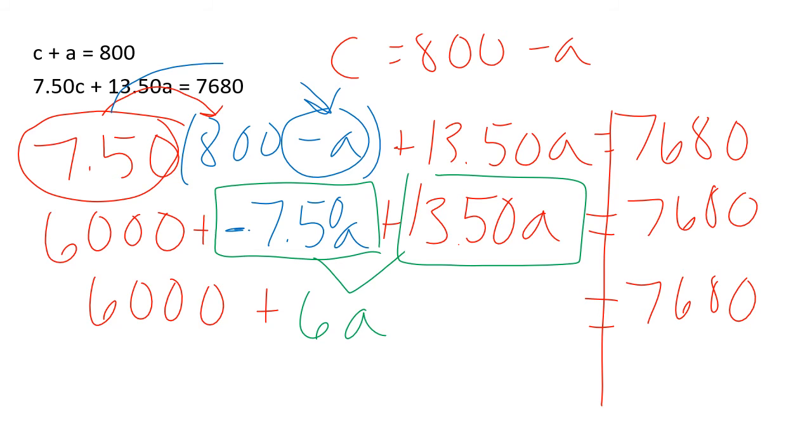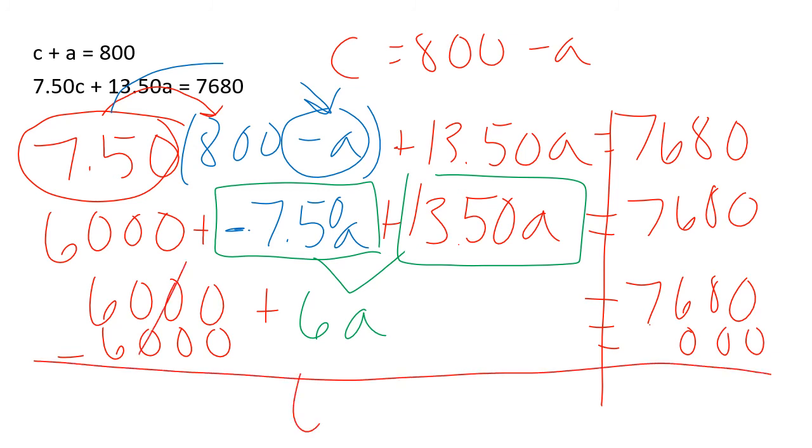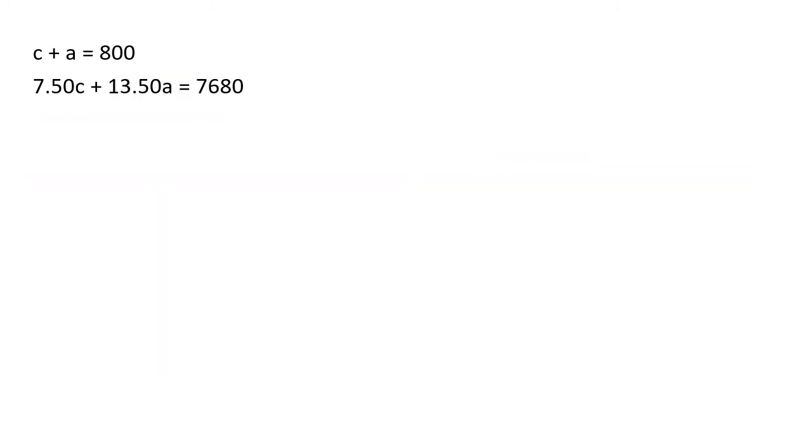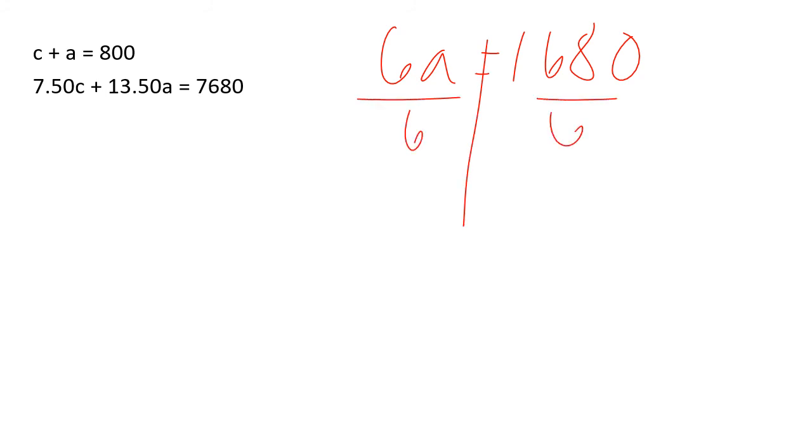So I want to get this A alone. I've got to go backwards. A has been multiplied by 6, and then 6,000 was added, and it equals 7,680. I'm going to go backwards and subtract this 6,000, and I have 6A is equal to 1,680. I'm running out of space, so I'm going to go to the next slide. As a reminder, I had 6A is equal to 1,680. I'm just trying to figure out what A is, so I'm going to divide both sides by 6. A is equal to 280.